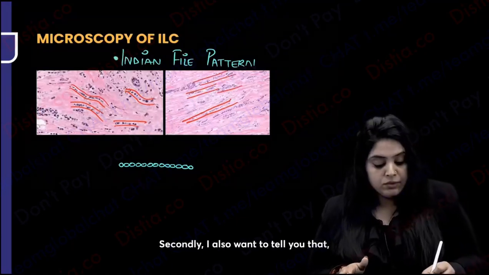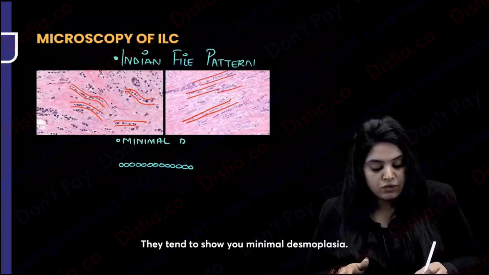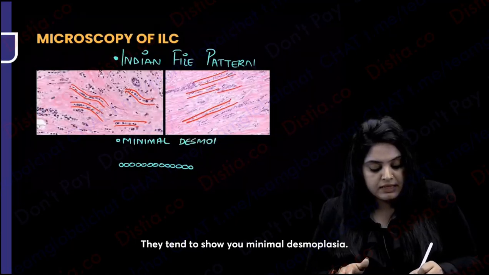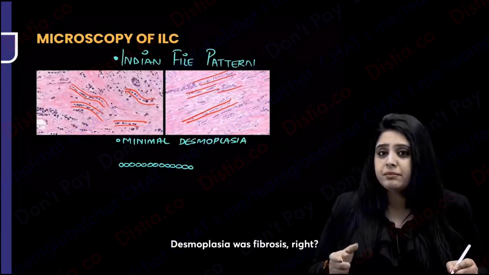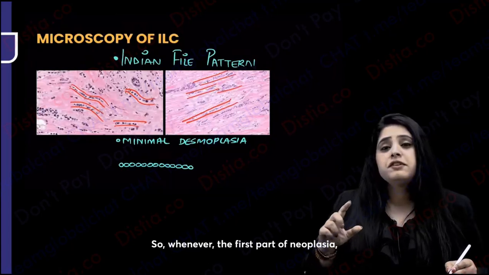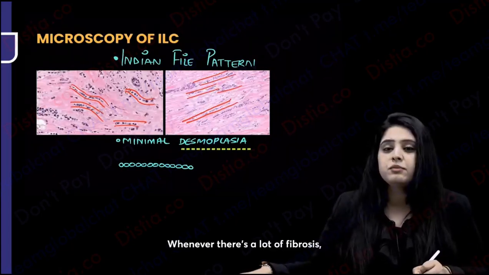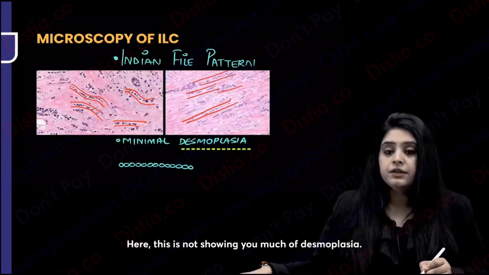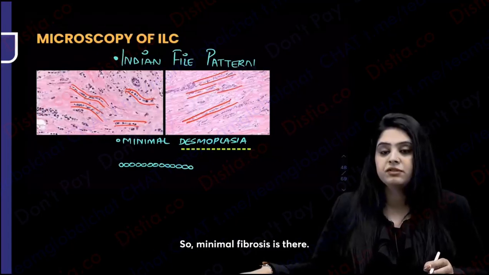Secondly, I also want to tell you that these show you minimal desmoplasia. That means desmoplasia was what? Desmoplasia was fibrosis, right? So whenever the first part of neoplasia, I told you, desmoplasia was fibrosis. Whenever there's a lot of fibrosis, the tumor is very hard. Here, this is not showing you much of desmoplasia. So minimal fibrosis is there.